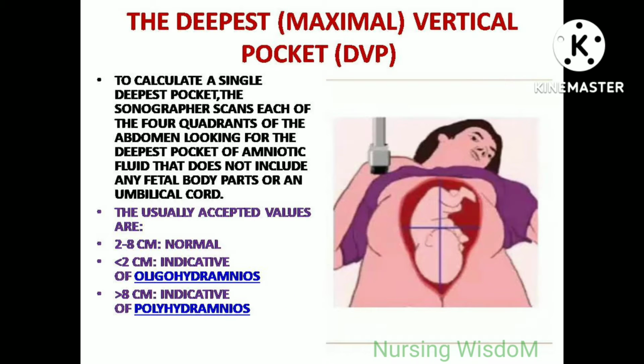The deepest vertical pocket. To calculate the single deepest pocket, the sonographer scans each of the 4 quadrants of the abdomen looking for the deepest pocket of amniotic fluid that does not include any fetal body parts or umbilical cord. The usually accepted values are: 2 to 8 cm is normal, less than 2 cm is indicative of oligohydramnios, and more than 8 cm is indicative of polyhydramnios.